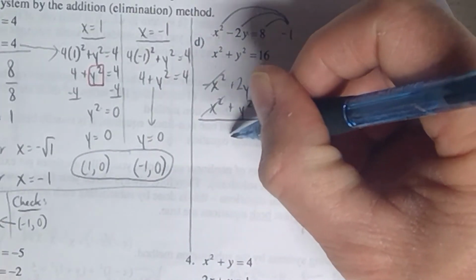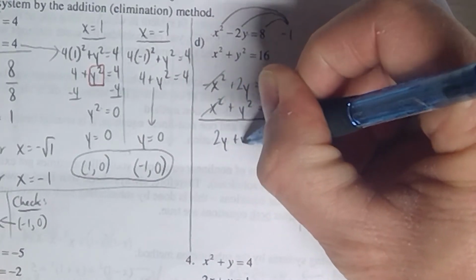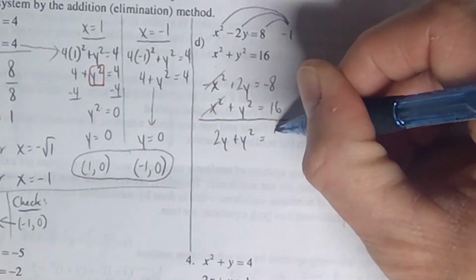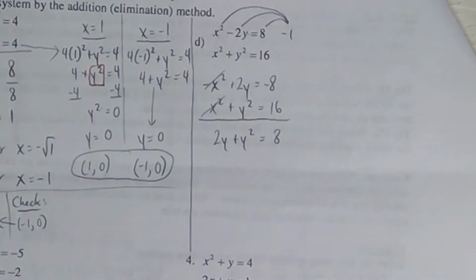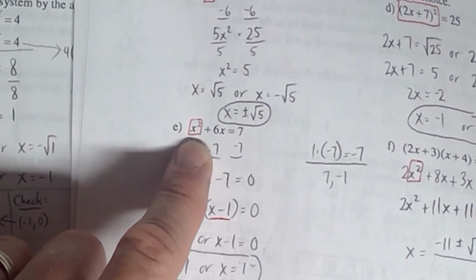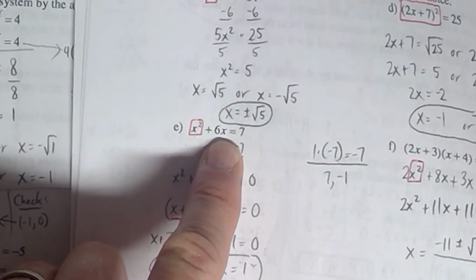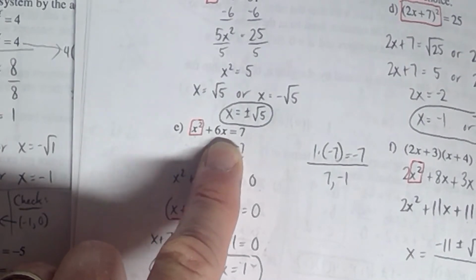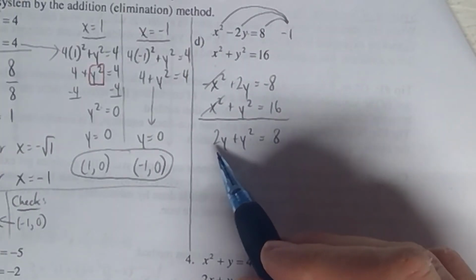The x squareds will cancel. We get 2y plus y squared equal to positive 8. Okay, so here we go again. We've got a quadratic equation because of the y squared. It's another one of those equations where you've got the variable being squared, but you also got the variable somewhere else, taken to the first power. x squared and x, same thing as y squared and y.